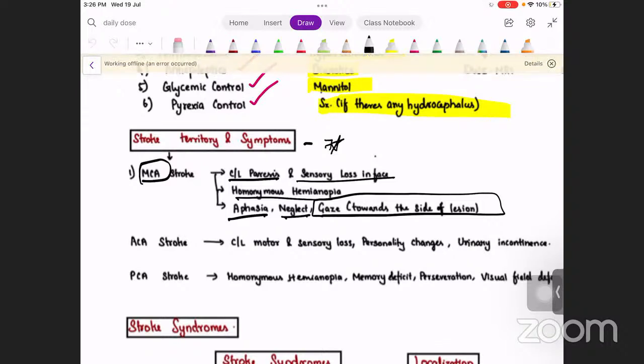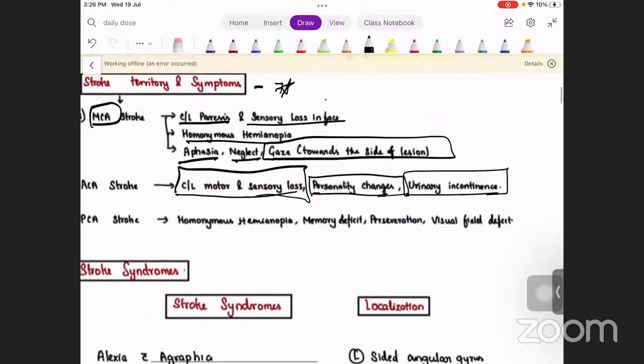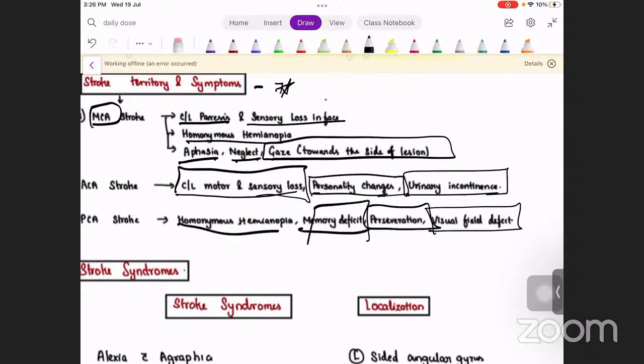If it is the ACA territory: contralateral motor and sensory loss, personality changes, and urinary incontinence. Then in a PCA stroke, you have a visual field defect, macular sparing, and a memory deficit; homonymous hemianopia will be there. Any visual field defect, if the patient has narrow vision, then a PCA stroke is possible. Immediately check whether a PCA stroke is there or not.